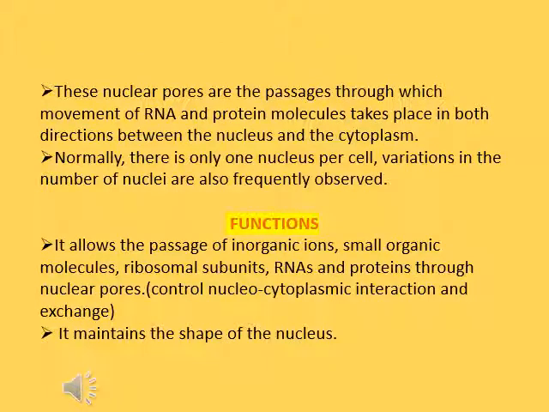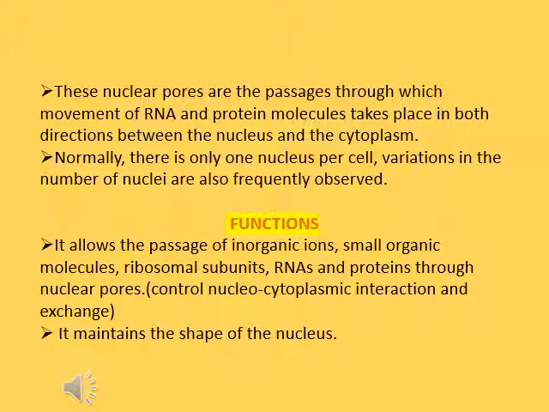These nuclear pores are specially made for the passage through which the movement of RNA and protein molecules takes place between the nucleus and the cytoplasm. Means exchange होता है यहाँ से nuclear pore से specially. क्या exchange है? किस चीज का exchange है? Exchange है RNA and proteins का. Normally there is only one nucleus per cell, but some variations are also there in which the number of nuclei is frequently more.